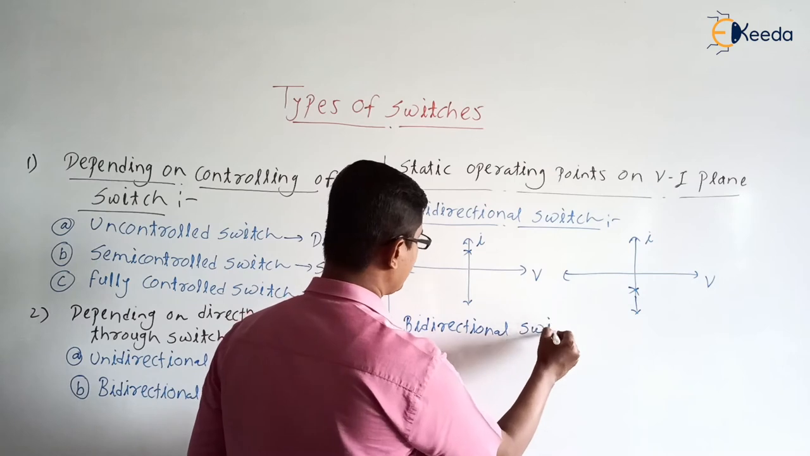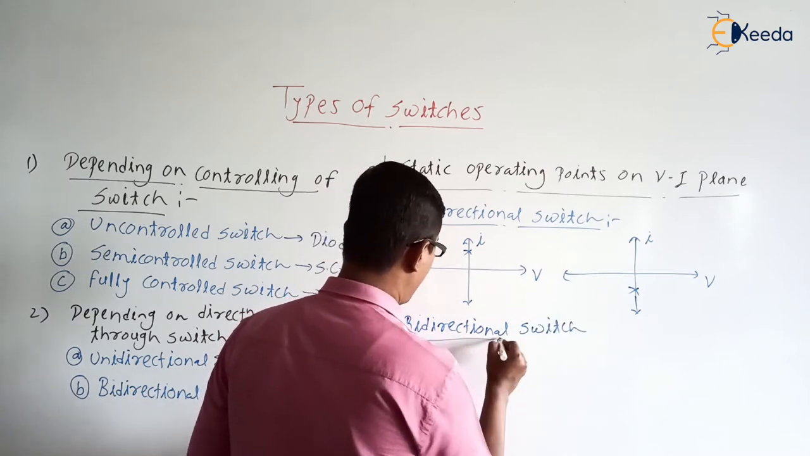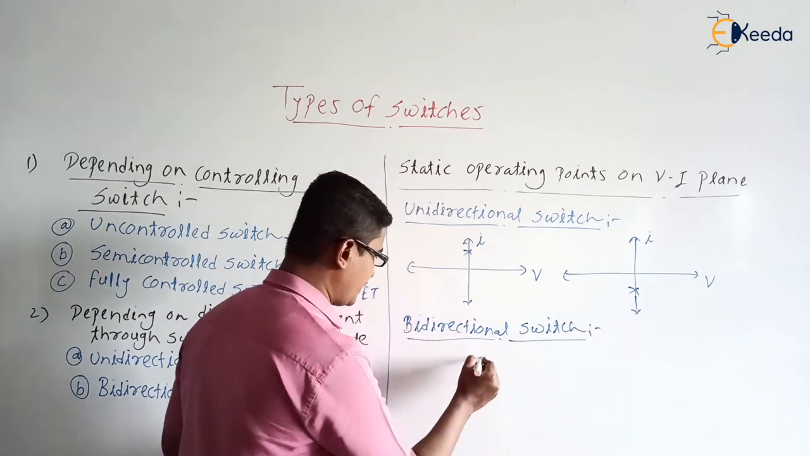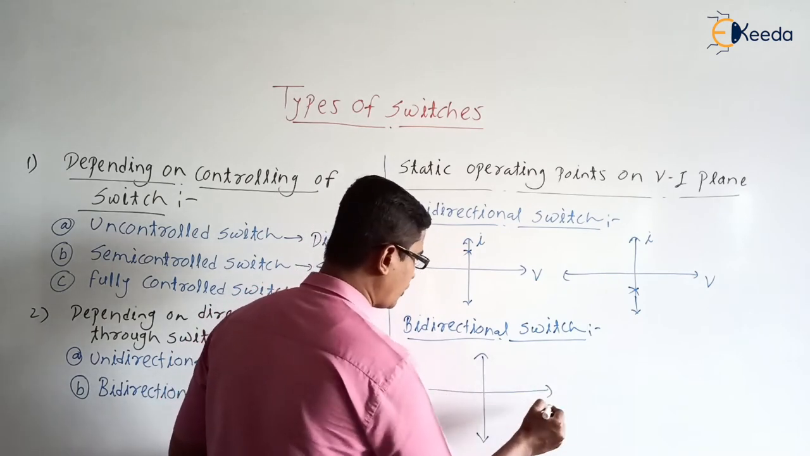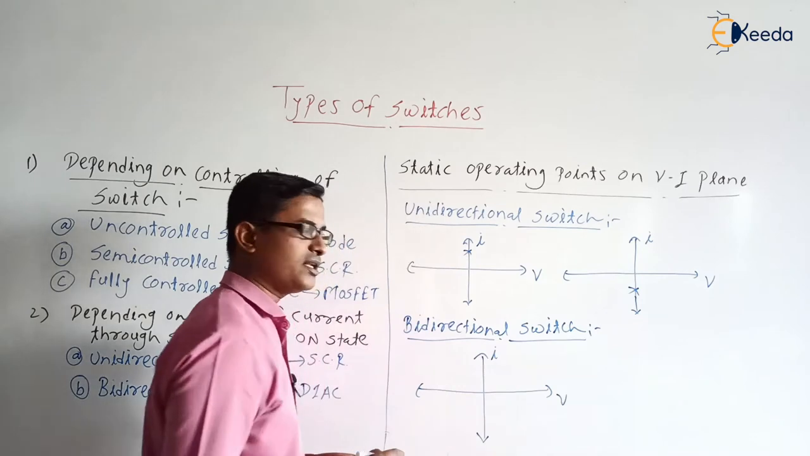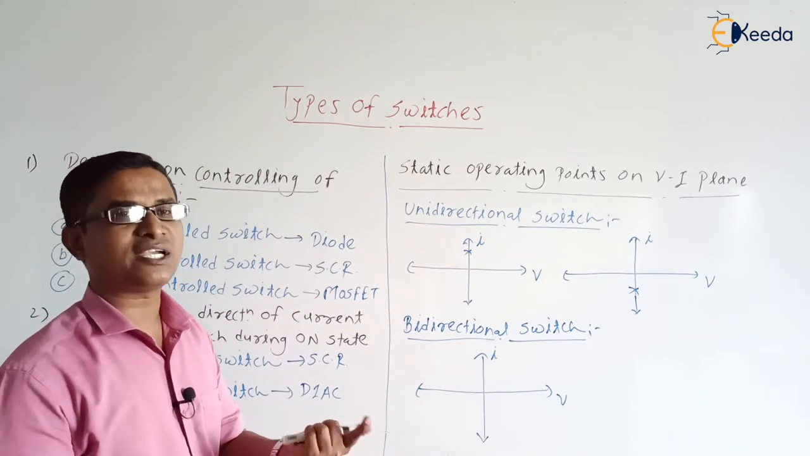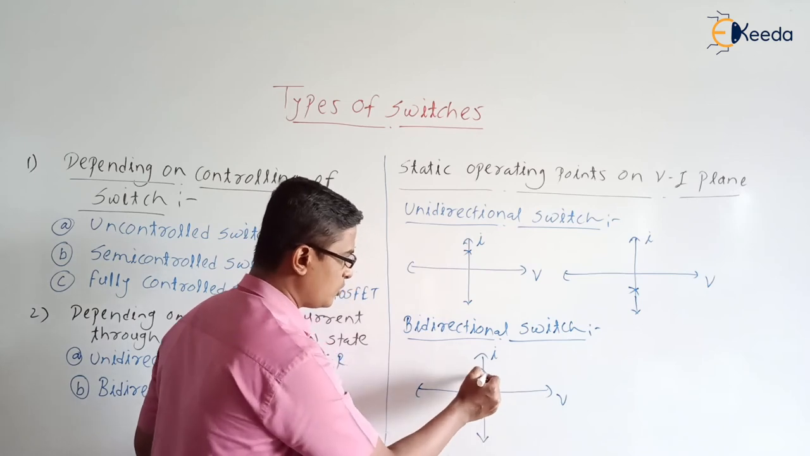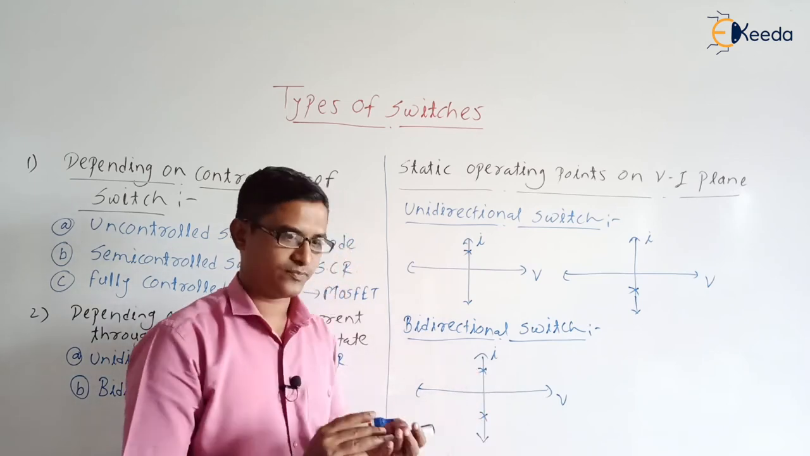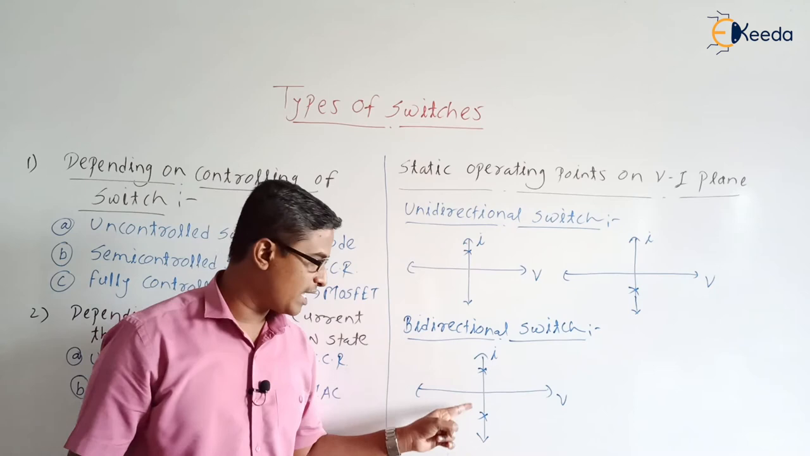For the bidirectional switch, as we know, the switch allows current in both the directions, right? So where will be the static operating point? As the switch is in the on state, the voltage should be zero. So the point will be here as well as here.